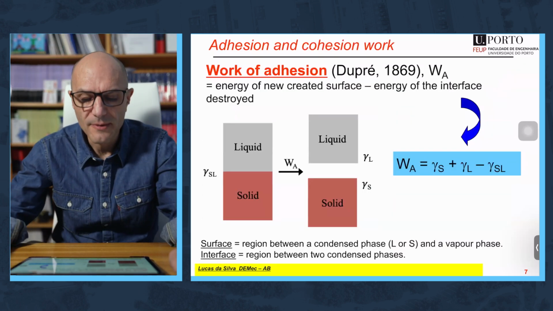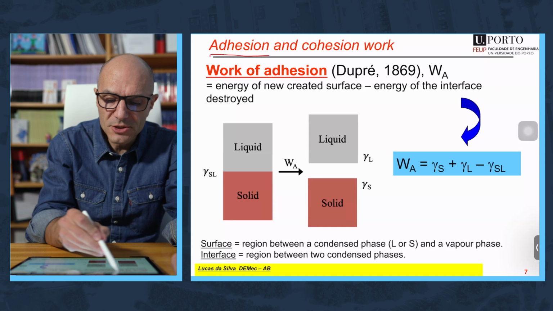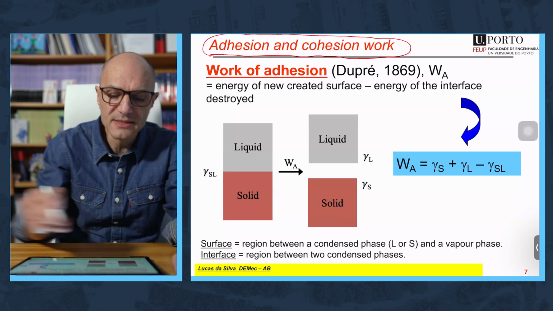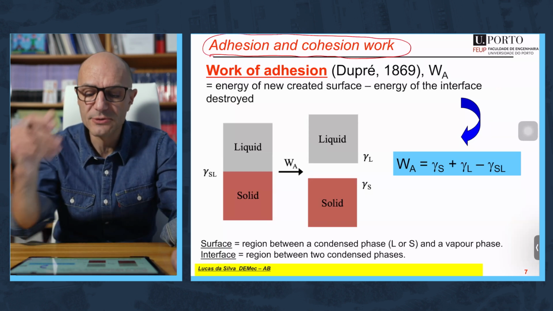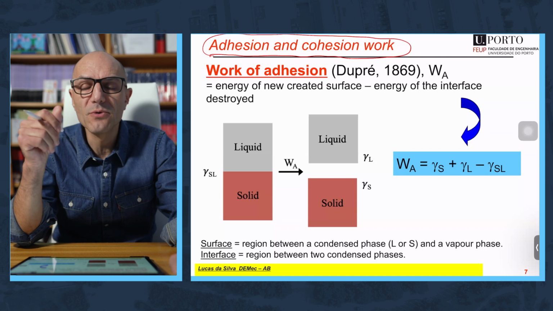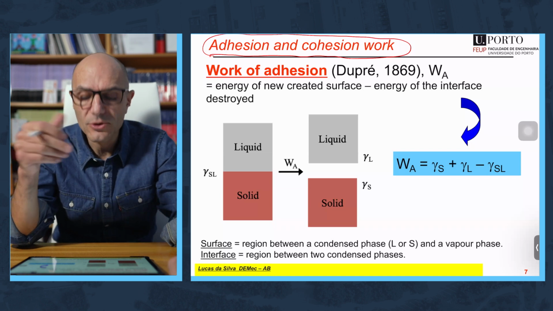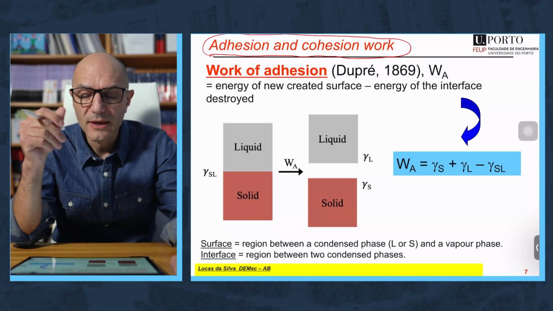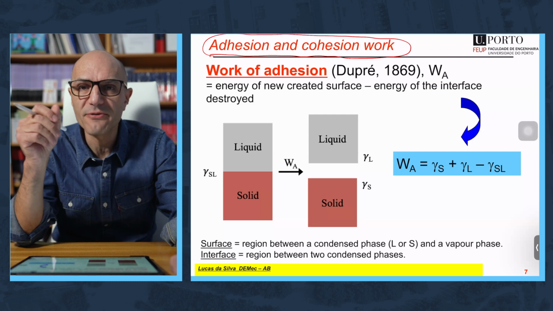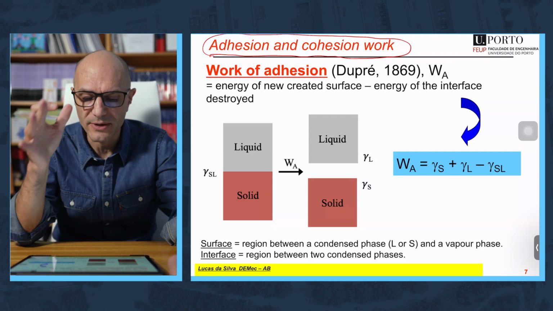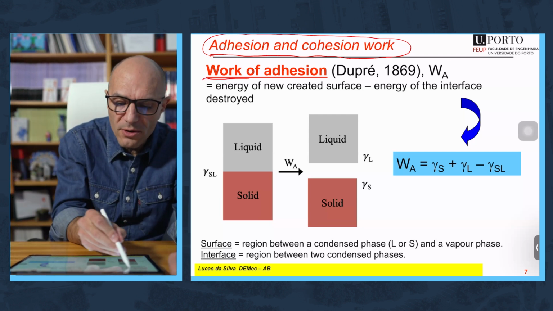So let's move on, and let's see now adhesion cohesion work. I want to prove basically with the next few slides that the adhesion work is higher than the cohesion work. That means it should never fail at the interface adhesive substrate. Okay, so what's the work of adhesion?